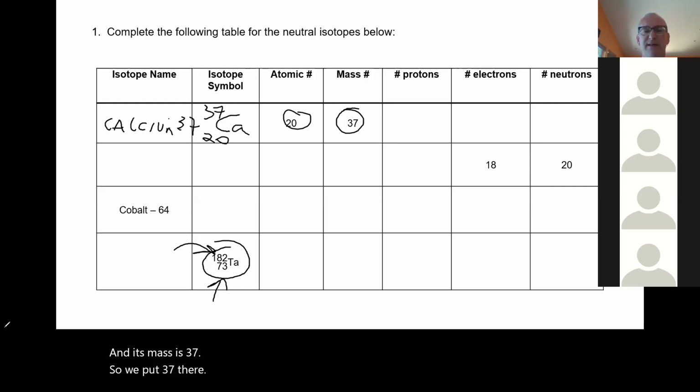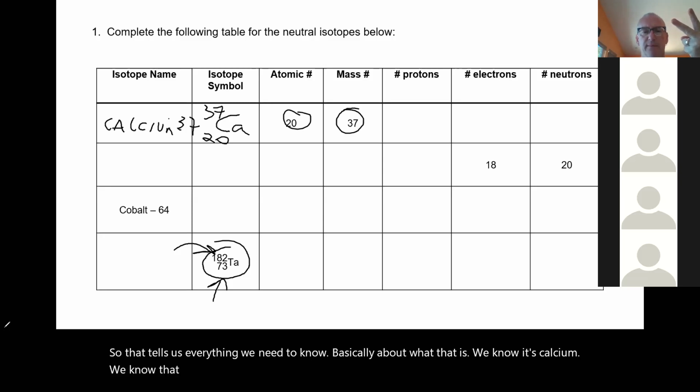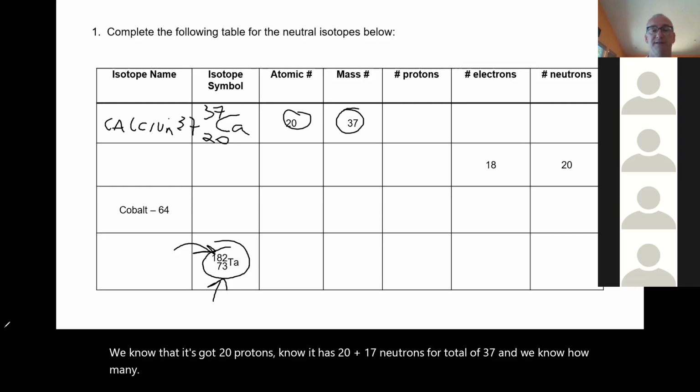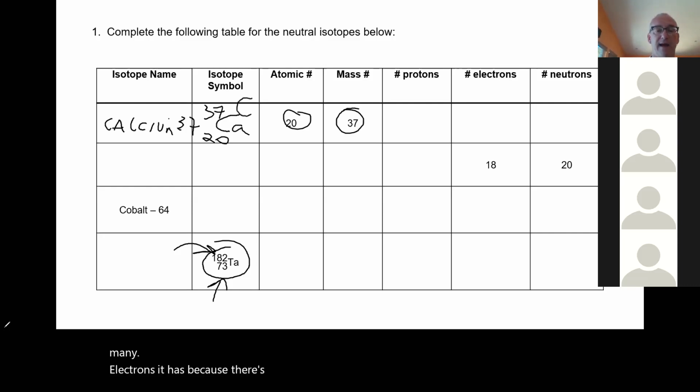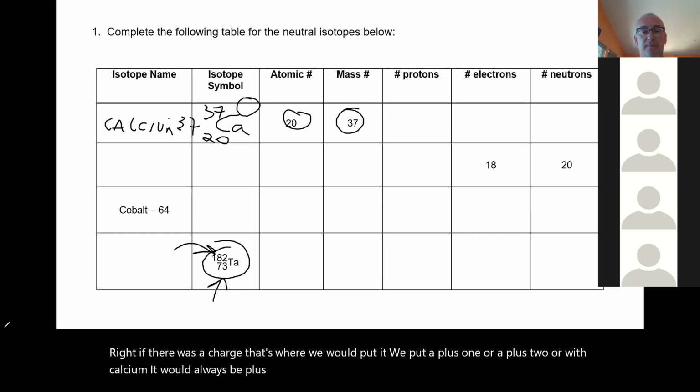So that tells us everything we need to know, basically, about what that is. We know it's calcium. We know that it's got 20 protons. We know it has 20 plus 17 neutrons for a total of 37. And we know how many electrons it has because there's nothing here, right there. If there was a charge, that's where we would put it. We'd put a +1 or a +2, or with calcium, it would always be +2 when it's charged.